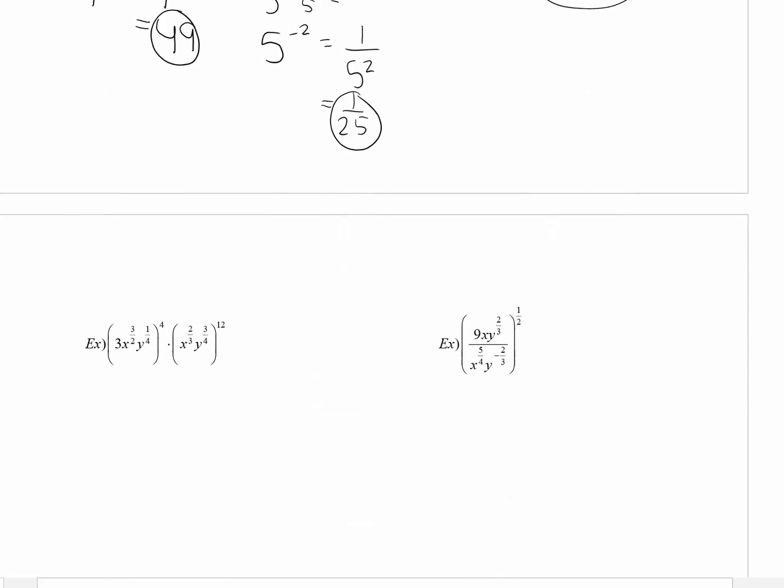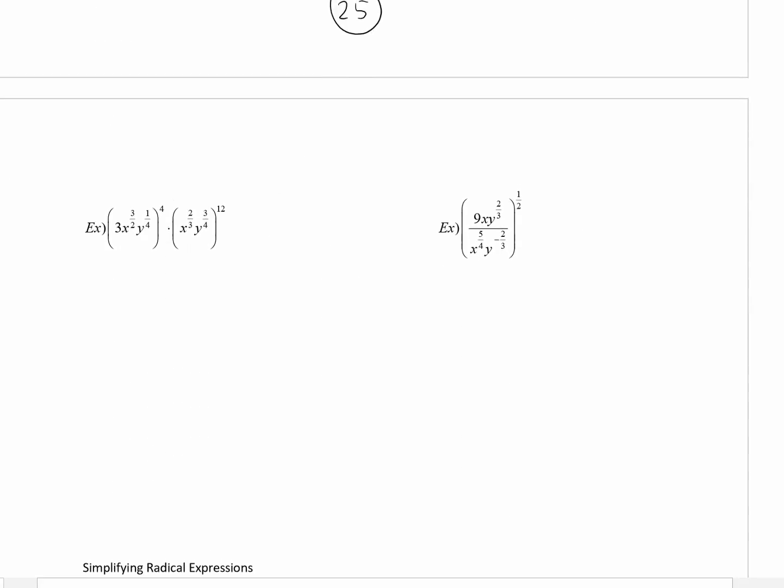Okay, let's take a look at two other examples with this. So here I'm taking an exponent power to another power, and I am multiplying. Well, order of operations says I need to take care of the exponent first. So power to a power. This 3 is to the first, so 1 times 4, that is 4. 3/2 times 4 over 1. I can divide out a 2. That gives me x to the 6th. 1/4 times 4, that is 1, so that's just y.